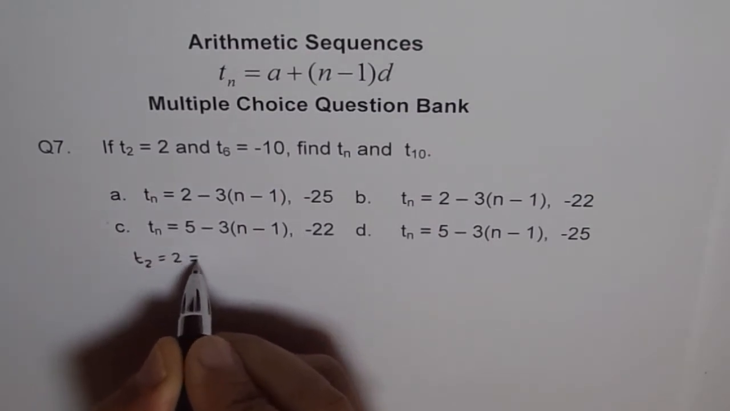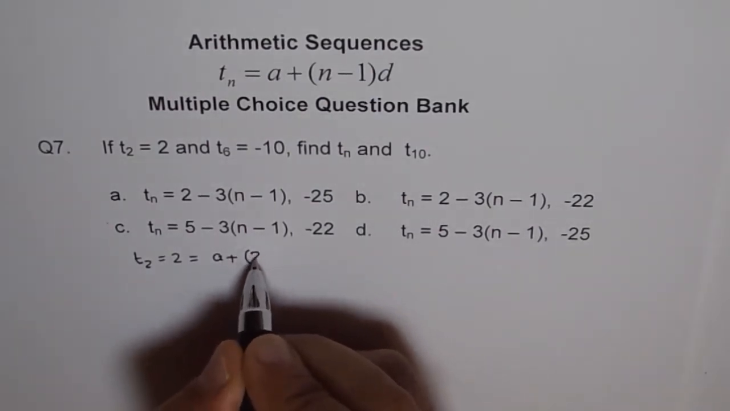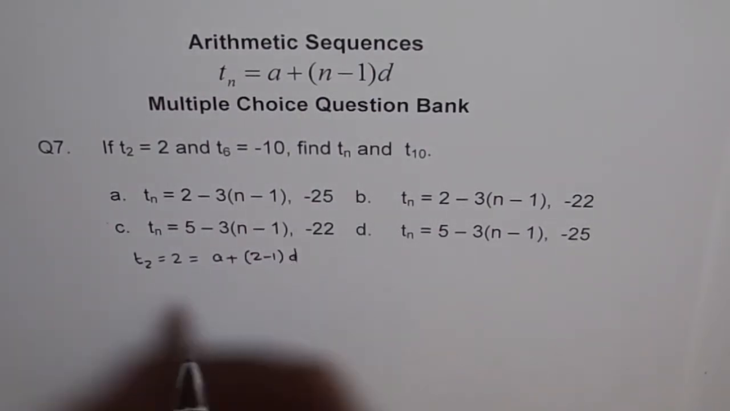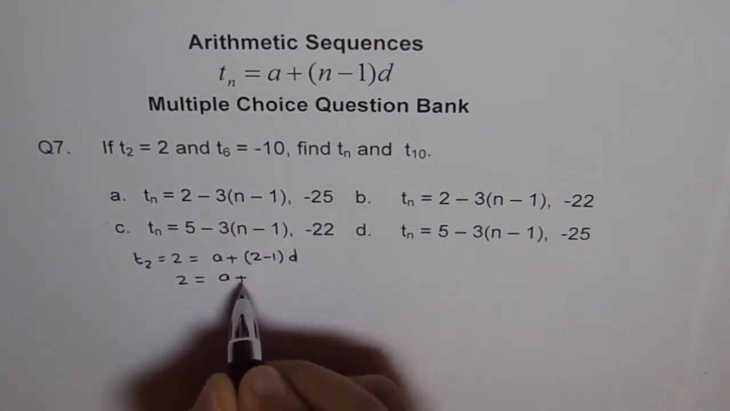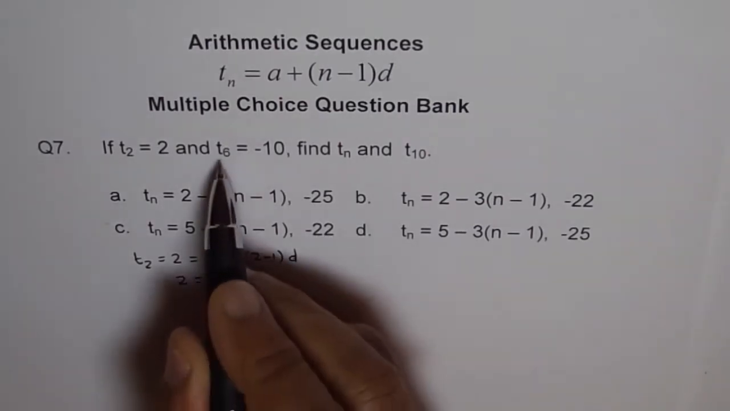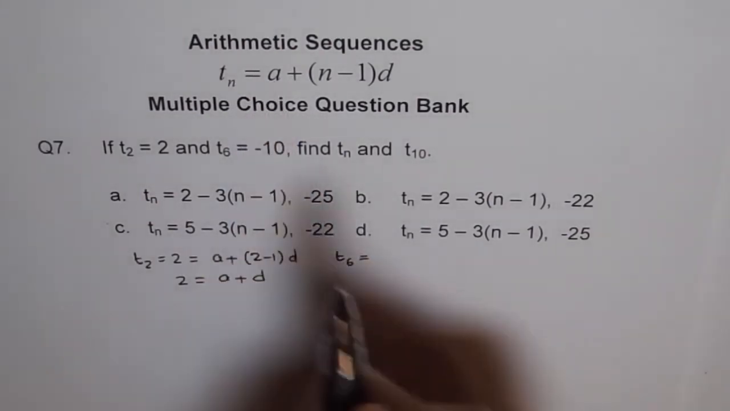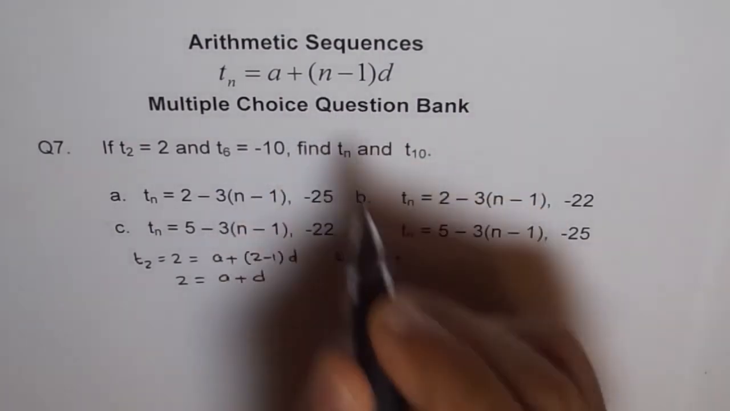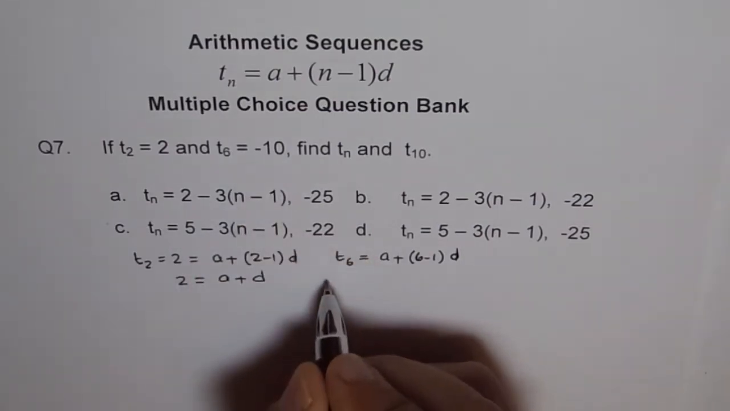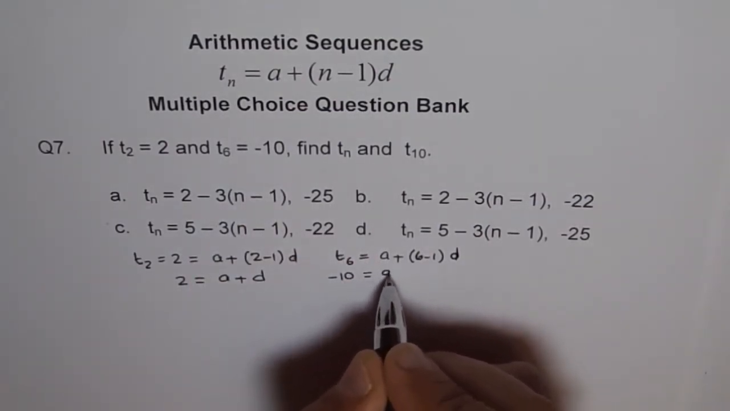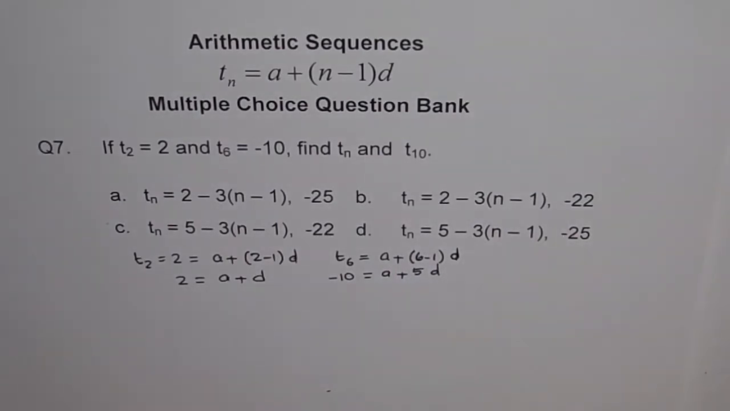I'll write 2 equals, in the formula, a plus n is 2, right? 2 minus 1 times d. So I get 2 equals a plus 2 minus 1 is 1, a plus d. Is that okay? Now we are given T6 also. We say T6 equals a plus 6 minus 1 times d. And T6 is minus 10. So let me write minus 10 equals a plus 6 minus 1 is 5, 5d, right?